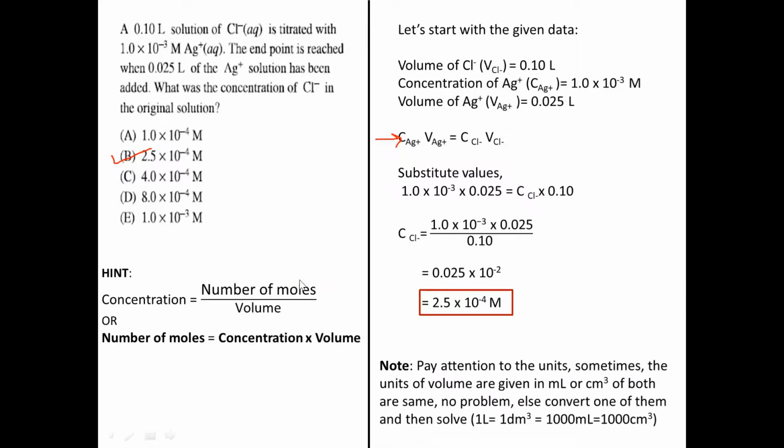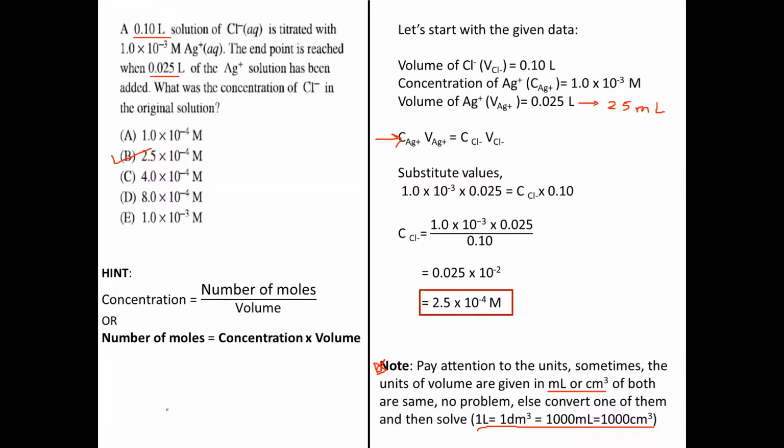Now the tricky part comes when you are given different units. Sometimes the units are given in ml or cm³. So suppose here they have given 0.1 liter and here they had given us 25 ml instead. Then what would we have done? We can't directly just substitute into the formula. We will have to convert them using one of these. The conversion is also written over here, you can note this down. This is one thing you have to pay attention to while solving this kind of question.